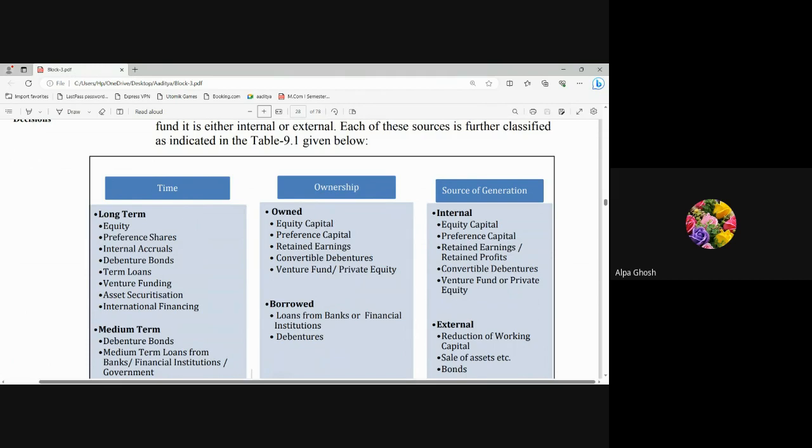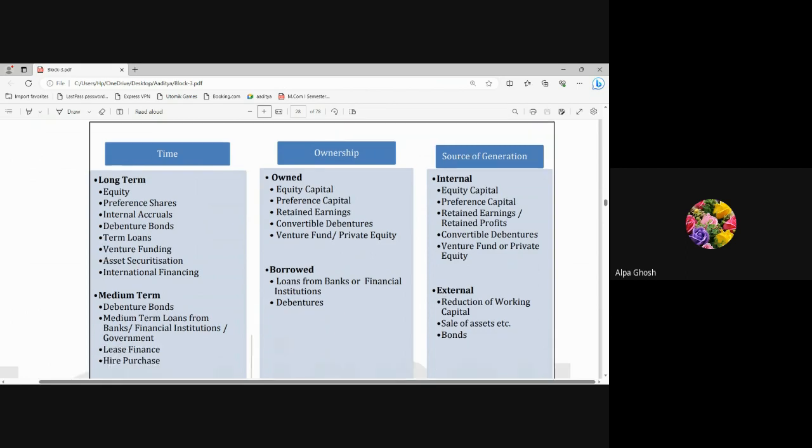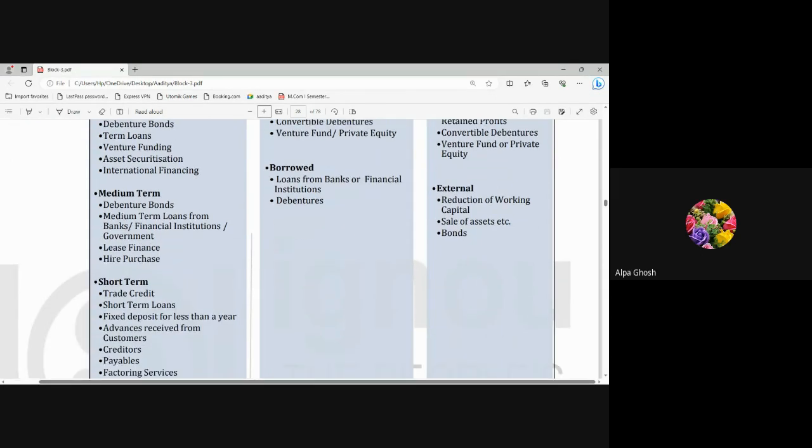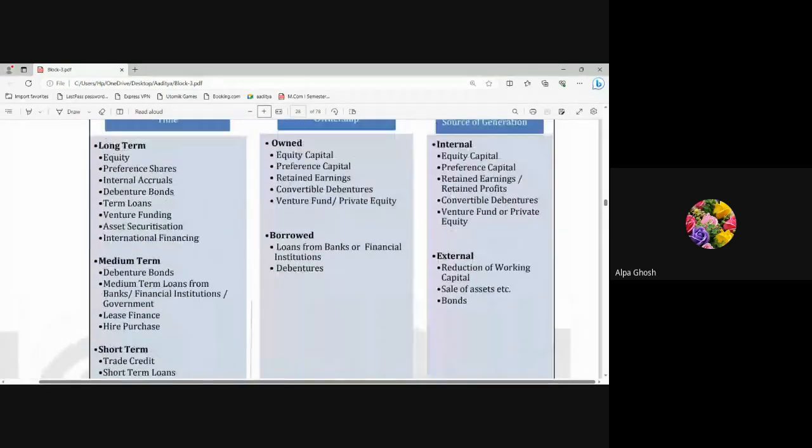So this is the only thing that you need to study in this. These are the different sources of finance which are available, and they have been classified on the basis of time, ownership, and sources of generation. So on the basis of time, it is long term, medium term, and short term. Am I clear? These are the different types of finances which are available on the basis of time.